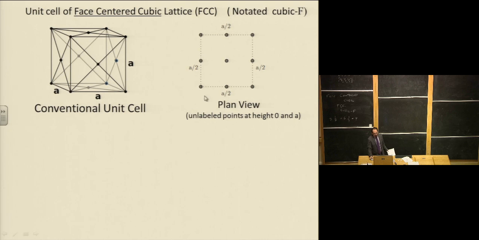You can also draw the conventional unit cell with this plan view scheme. Here are the points in the corners. As it says, unlabeled points are at height 0 and a. So this point here corresponds to this point here, which is at height 0 and a. You can see the points halfway up the faces at height labeled a over 2. So that's this point, this point, this point, and this point. That's this one, this one, this one, and this one. And then the one in the center here is also at height 0 and a, this one, and this one here. Okay?